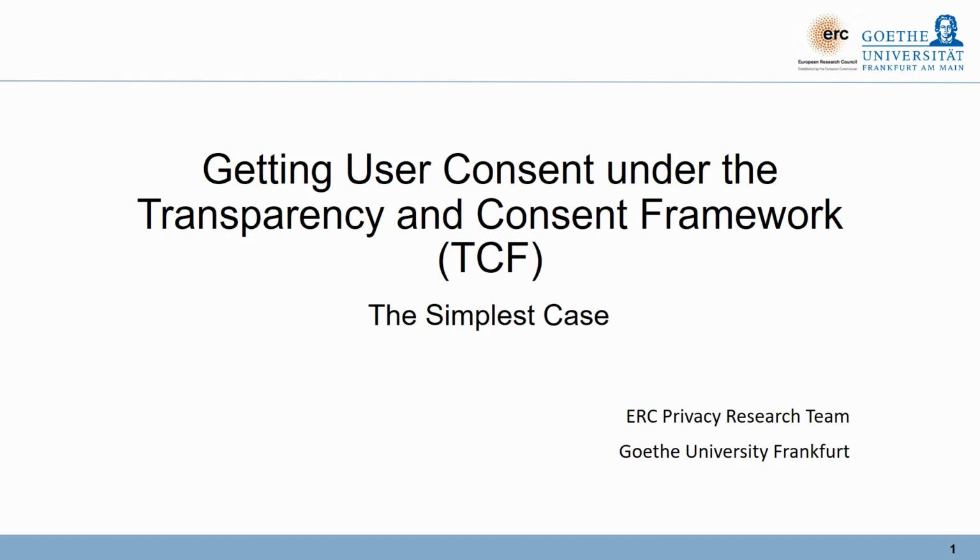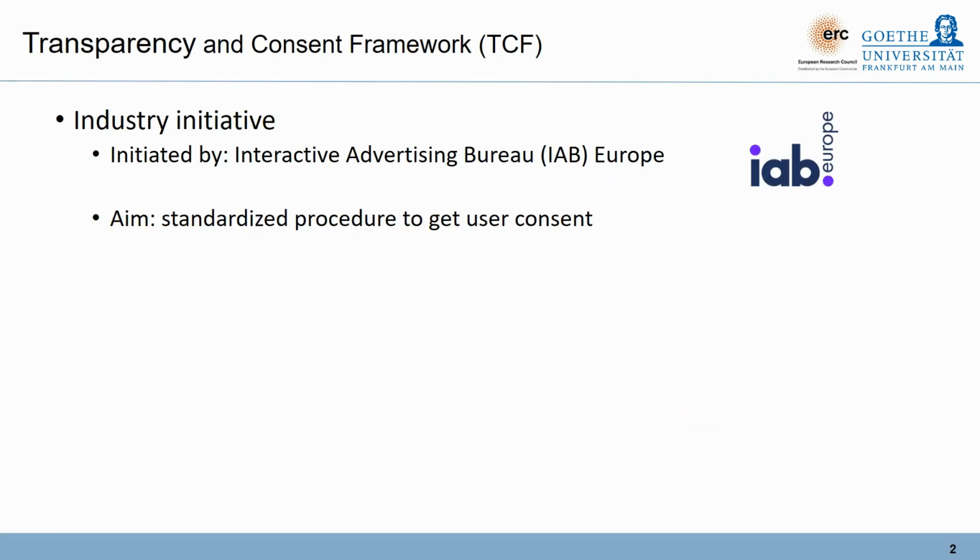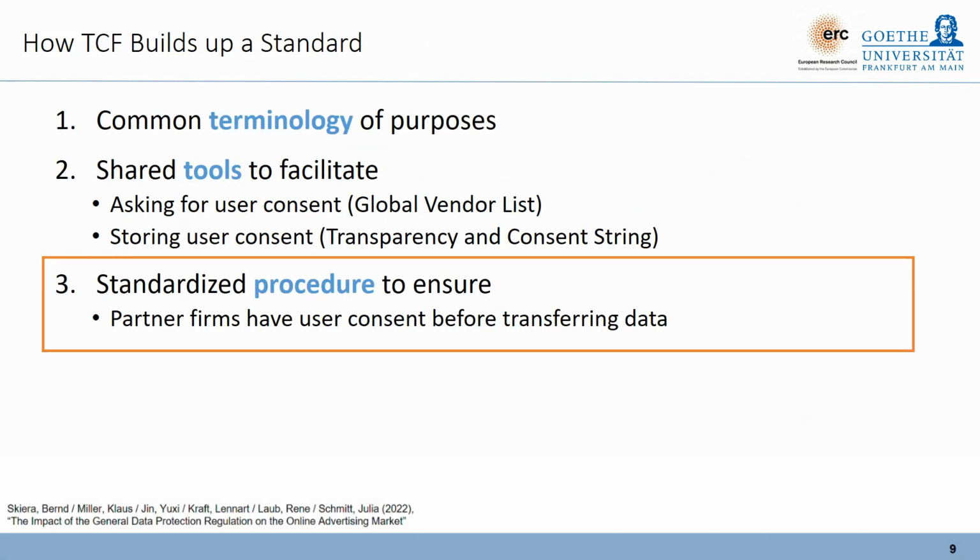In this episode, we'll explore the procedure for getting user consent under the Transparency and Consent Framework, TCF, with a simplified example. As a quick recap, the TCF is an industry-wide initiative developed by IAB Europe to standardize user consent procedures under privacy regulations like the GDPR. The TCF builds up a standard with 3 steps, and in this video, we'll focus on the third step.